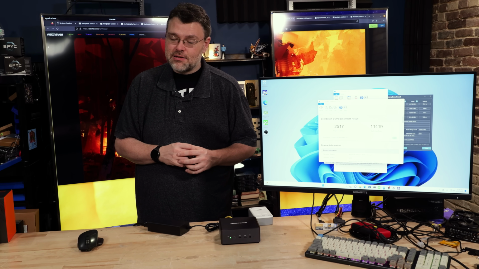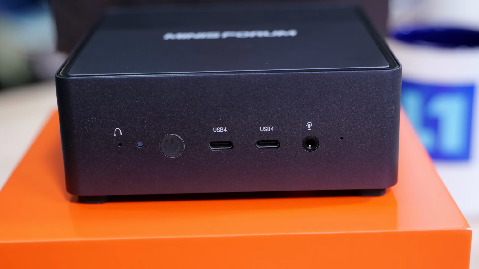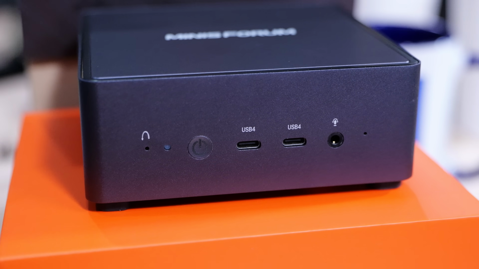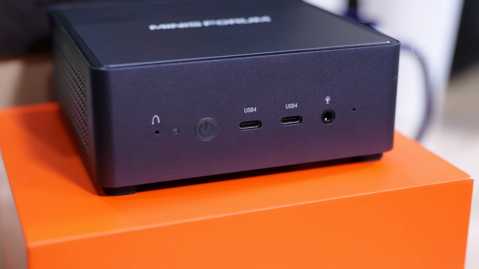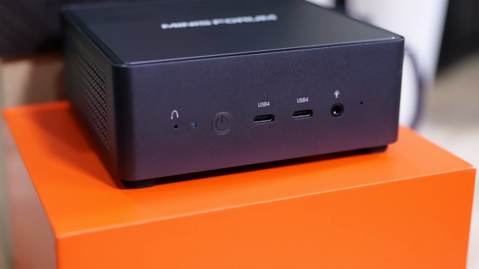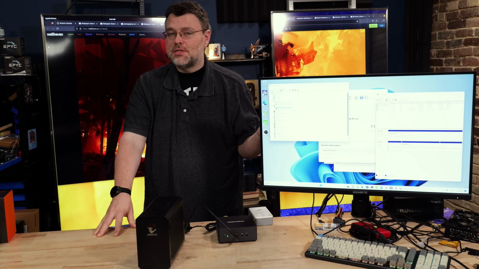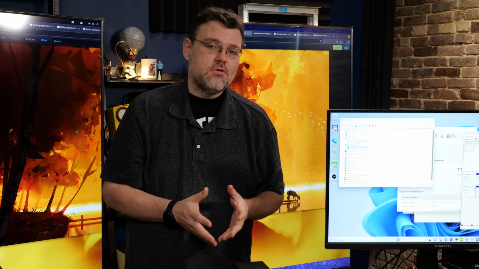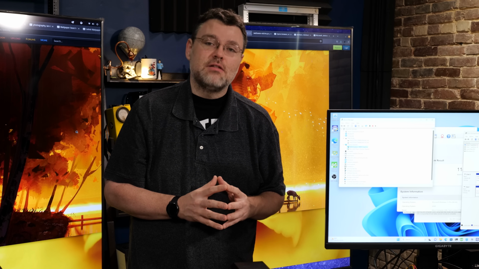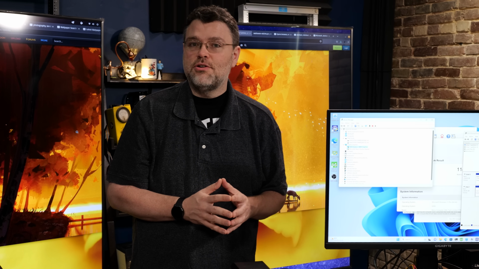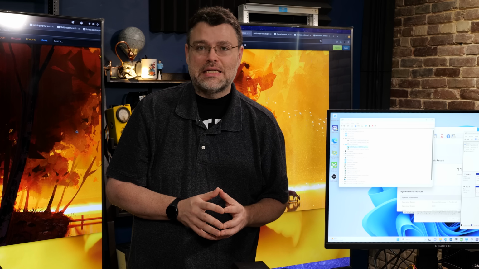So there is that. The USB-C ports on the front, I would have liked to maybe have had one of those on the back, but they are full USB 4. What can you do with USB 4? Well, I'm glad you asked. Thunderbolt 4, if you want to add an eGPU with this system, you can. Thunderbolt 4 in 2023, however, is severely limiting. If you think you're going to be adding a good external GPU, you are sadly mistaken.